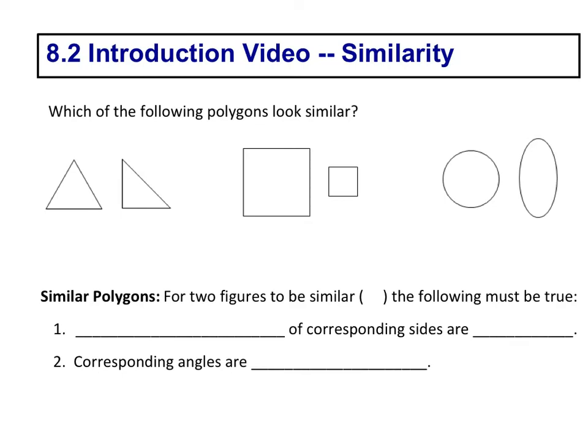All right, moving on to 8.2, we're going to talk about similarity of polygons. So which of the following polygons look similar? And just on your intuition, which ones look similar to you guys? And if you're zeroing in on this middle set, that's the pair that looks similar.